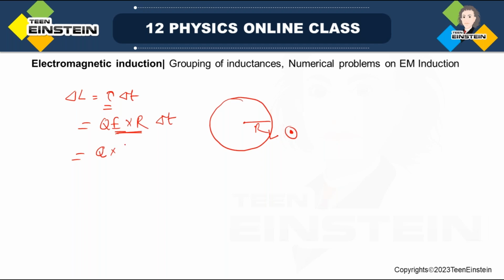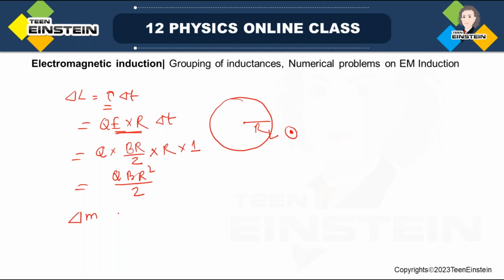We know this will be B r into r, and change in 1 second, delta t is 1 second. So this will be q B r square by 2.